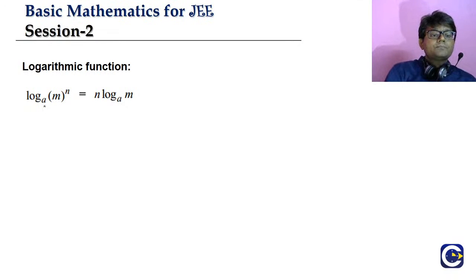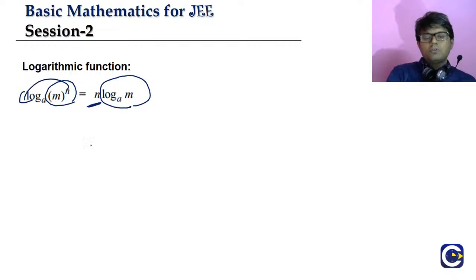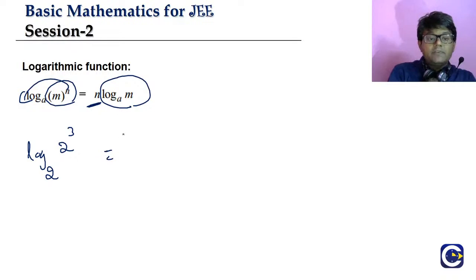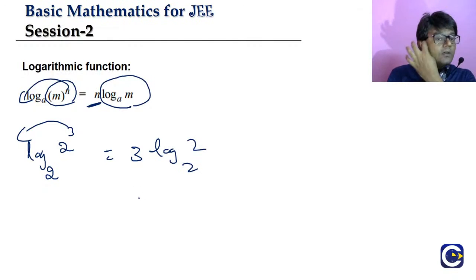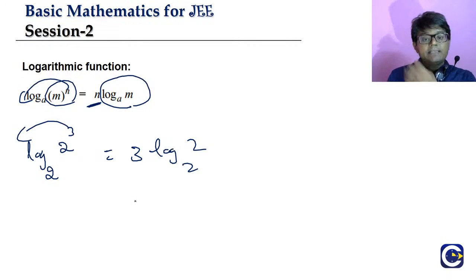Log of m to the power n to the base a will be equal to, the power will come forward, n times log of m to the base a. We'll check it. Okay. So if you take log of 2 power 3 to the base 2, as per the property, what are we saying? The power will come here: 3 into log 2 to the base 2. That is what we are telling. N into log m to the base a.